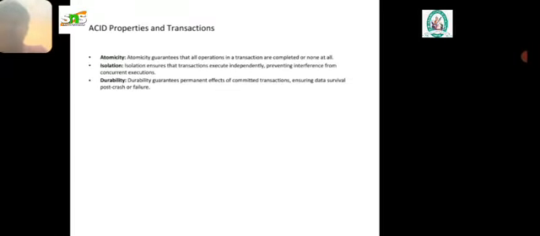Next, what are the ACID properties of transactions? Atomicity, consistency, isolation, and durability, as already discussed. Atomicity guarantees that all operations in a transaction are completed or none at all. Isolation ensures the transaction is executed independently, preventing interference from concurrent execution. Durability guarantees the permanent effects of committed transactions, ensuring data survival after crashes or failures.